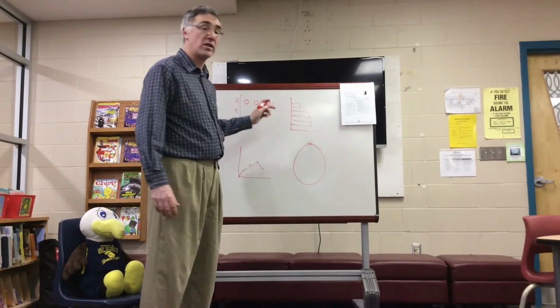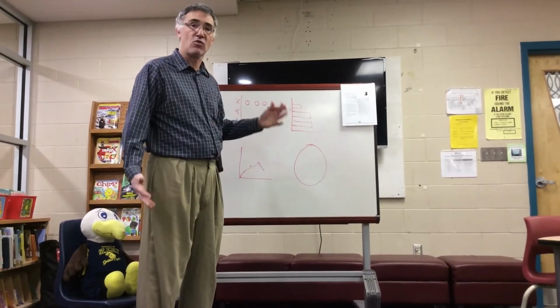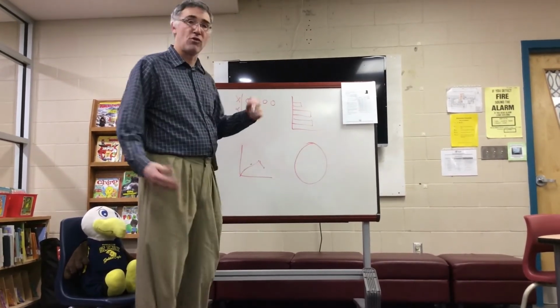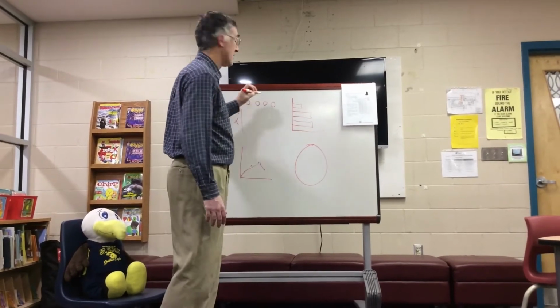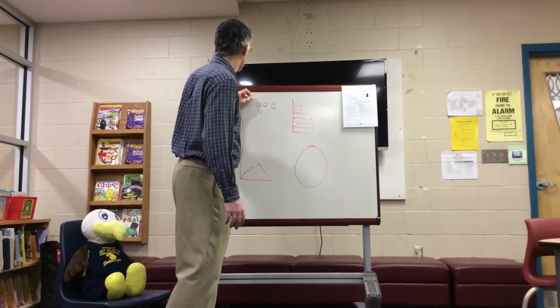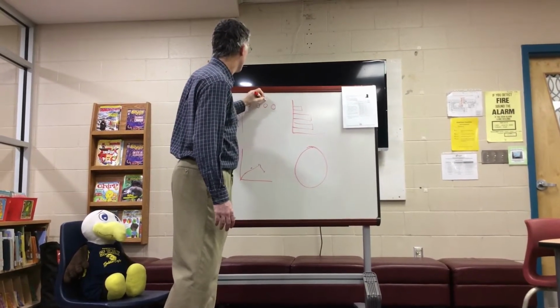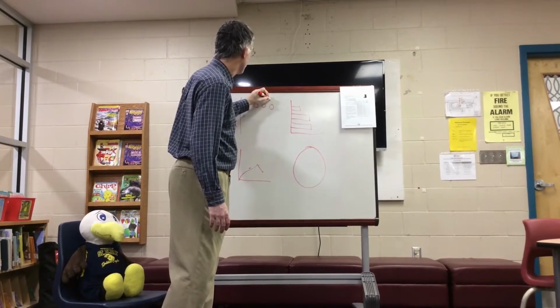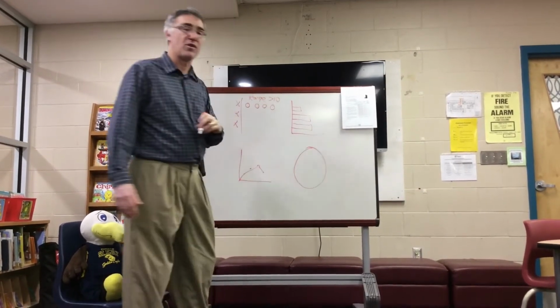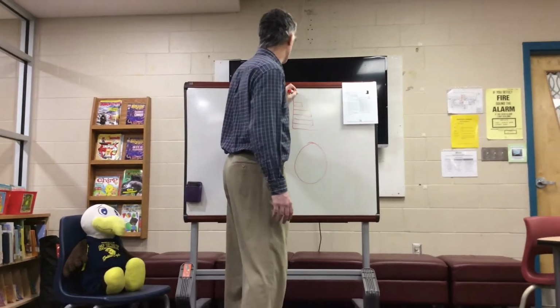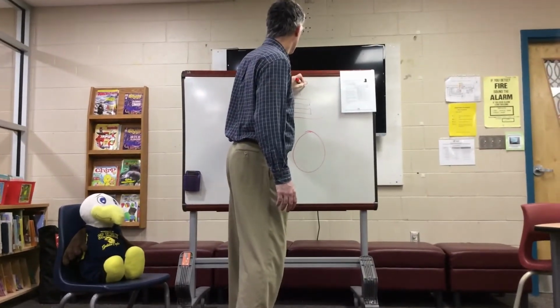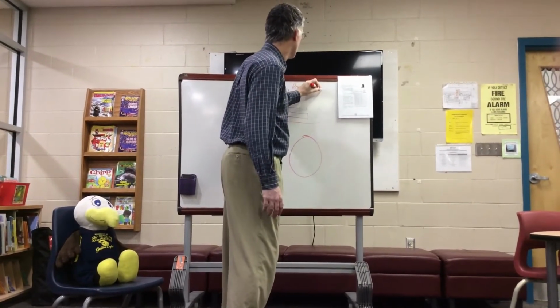The difference between those two though tends to be in the range of our data. So if the range of our data is less than 10, we tend to use our pictograph, whereas if the range of our data is greater than 10, we're going to use our bar graph.